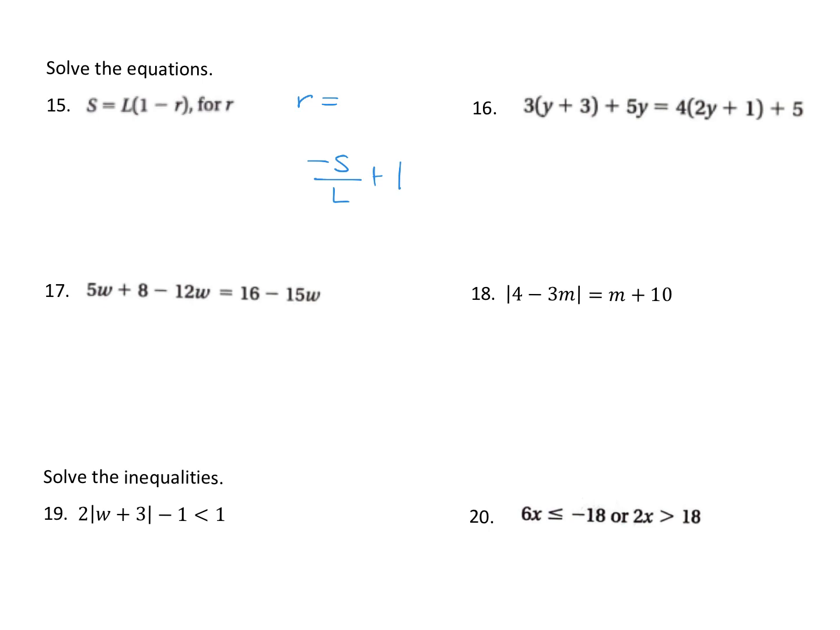So if we're solving for R, we're trying to isolate R, right? The first thing I would do here is divide by L. So S over L equals 1 minus R. Then I would take away the 1 from both sides. So right now you have S over L minus 1 equals a negative R. Here's where it gets tricky, right?